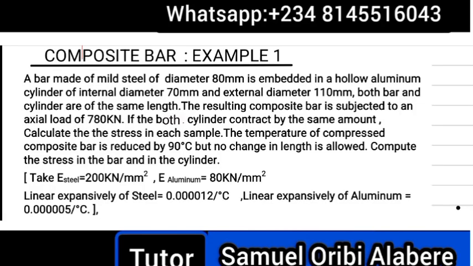In our previous video, we looked at the first part of this question, which told us to calculate the stress in each sample, that is the stress in the mild steel and the stress in the aluminium. Now in this video, we are looking at the second part of the question, where they said that the temperature of the compressed composite bar is reduced to 90 degrees Celsius, but no change in length is allowed. We are expected to calculate the final stress in the bar and the cylinder. So let's move over to that.